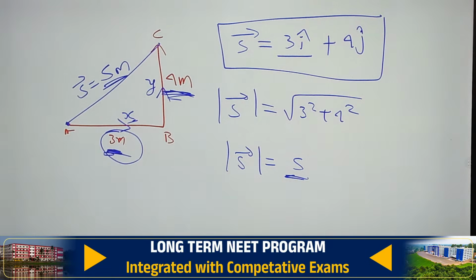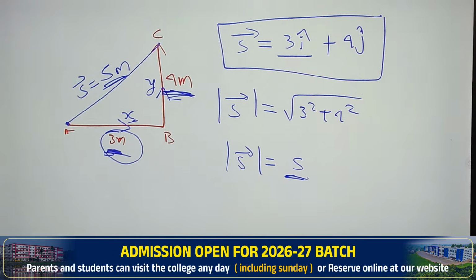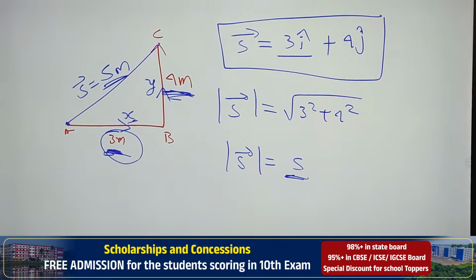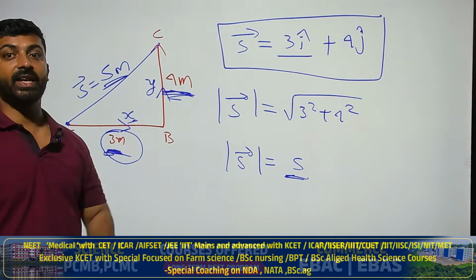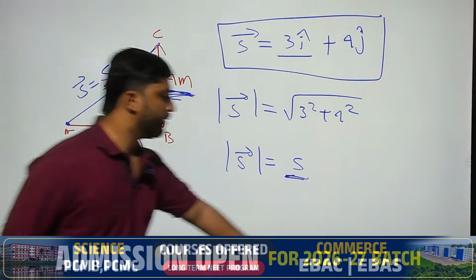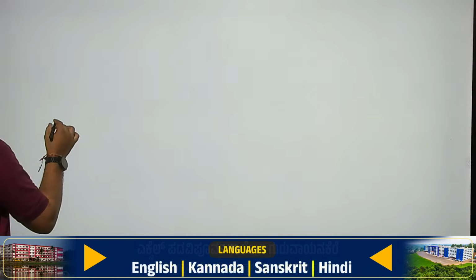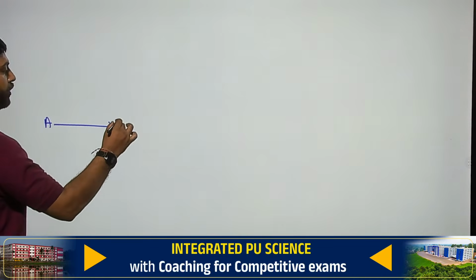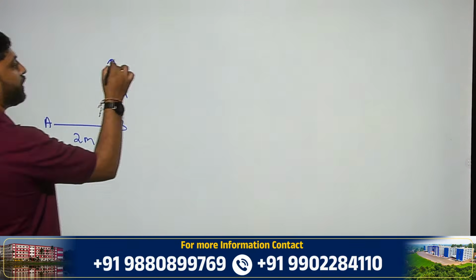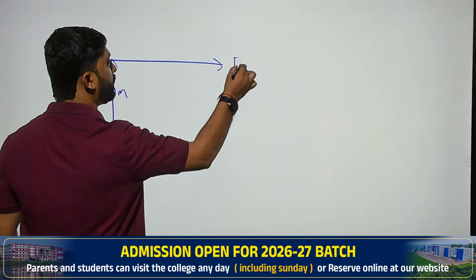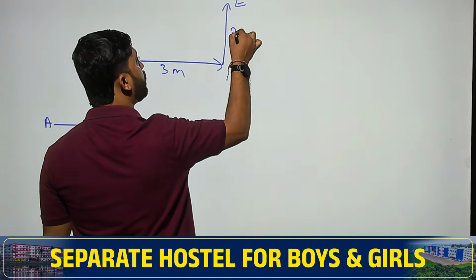Okay. This is the simplest problem which can be solved by using trigonometry as well as vector. But in a few problems you cannot use trigonometry. You have to go for the vector method. Okay, now I'll give you a simple problem. For example, a body has traveled from A to B, it is 2 meter. Then the body moved from B to C, it is 1 meter. Then the body moved from C to D, it is 3 meter. Then the body moved from B to E, which is 2 meter.